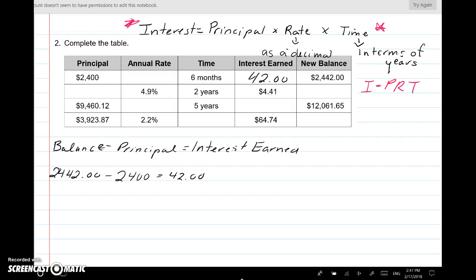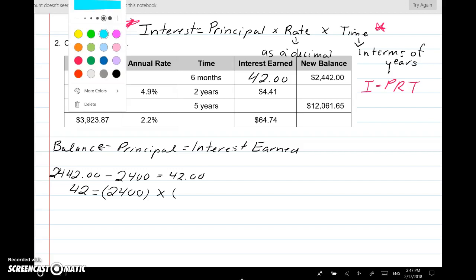Again, if you want to try and do these on your own and then come back and watch the video, you're more than welcome to. Now I'm going to use my formula, I equals PRT. I have my interest, so that's going to be 42 equals my principal, 2,400. My rate is what I don't know, so that's going to be my x. And now my time. Now here's the thing. It says 6 months here.